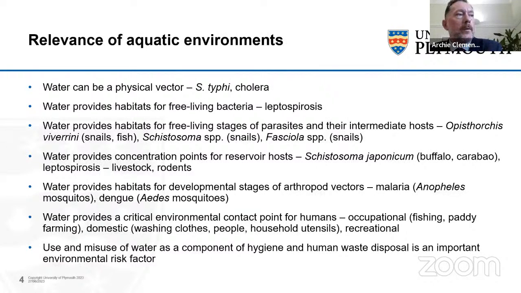And really importantly, use and misuse of water as a component of hygiene and human waste disposal is an important environmental risk factor. If we think about hygiene, particularly in developing parts of the world, it requires the existence of a water source in order to wash or to flush latrines. And so the presence or absence of water can be really important in terms of the quality of hygiene that is achievable. If we think about trachoma, for example, in Africa, the availability of water to wash the face is a really important determinant of risk.